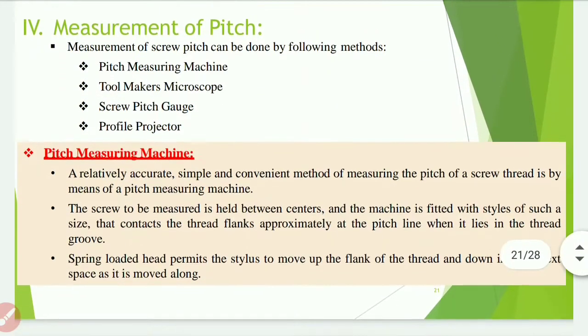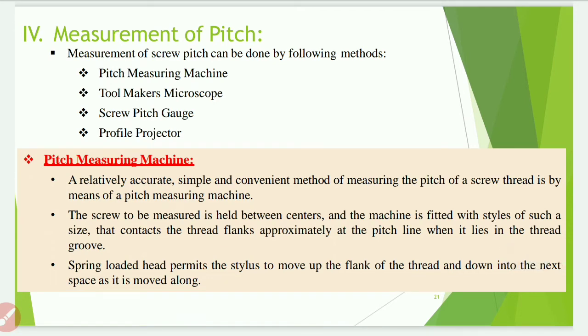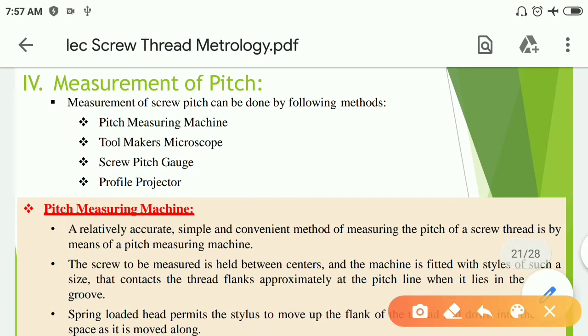Now, next is measurement of pitch. It can be done by the following methods. First one is pitch measuring machine, then tool maker microscopes, screw gauge and profile projector. First we will see about pitch measuring machine. A relatively accurate, simple and convenient method of measuring the pitch of screw thread is by means of a pitch measuring machine.